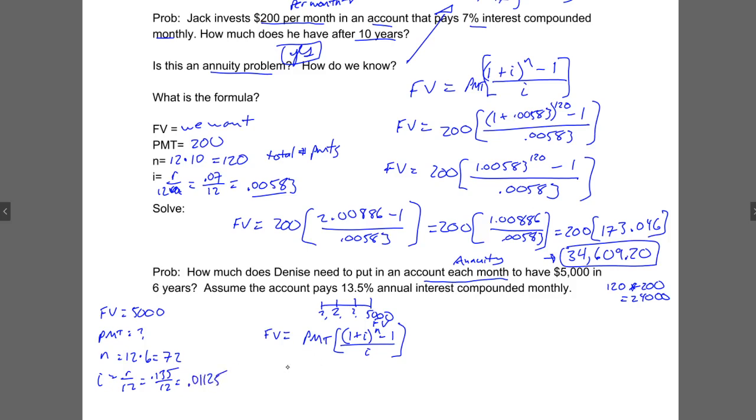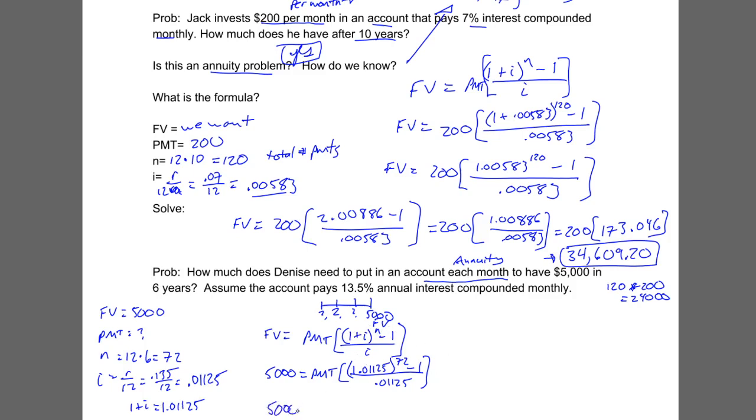Okay, so let's plug in. We have 5,000 equals payment, we don't know, times 1.01125 to the 72 minus 1 all over 0.01125. So you can see that I added the I and the 1 together. So if I is that, then 1 plus I is 1.01125. That might help a little bit if you're like, how do you get that? I just always put that in there. Keeps me from doing something silly like canceling these ones out. That would be a silly thing to do. So just go ahead and do that right there. And then let's continue with this.